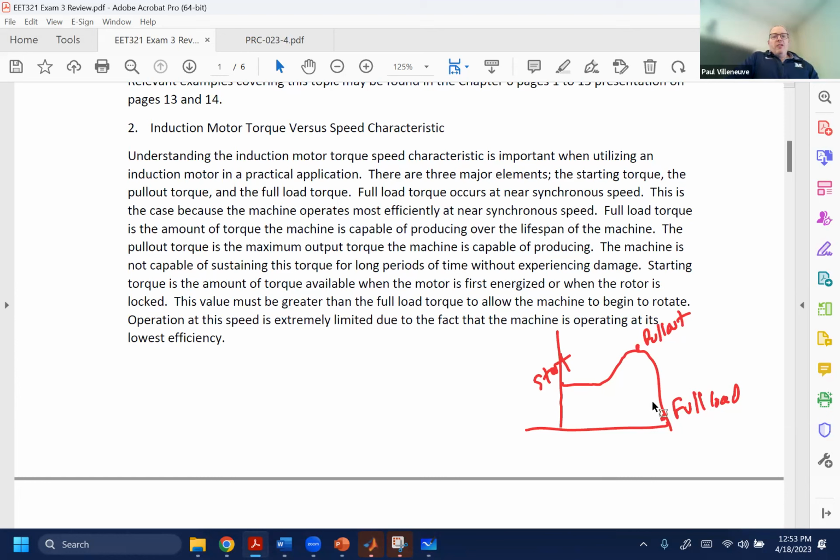Can't run very long anywhere above the full load torque, because even though the torque or the power output might be lower, we're pulling in more current than that motor is designed for. So pulling in more than the nominal rating of current can be disastrous for the particular machine.